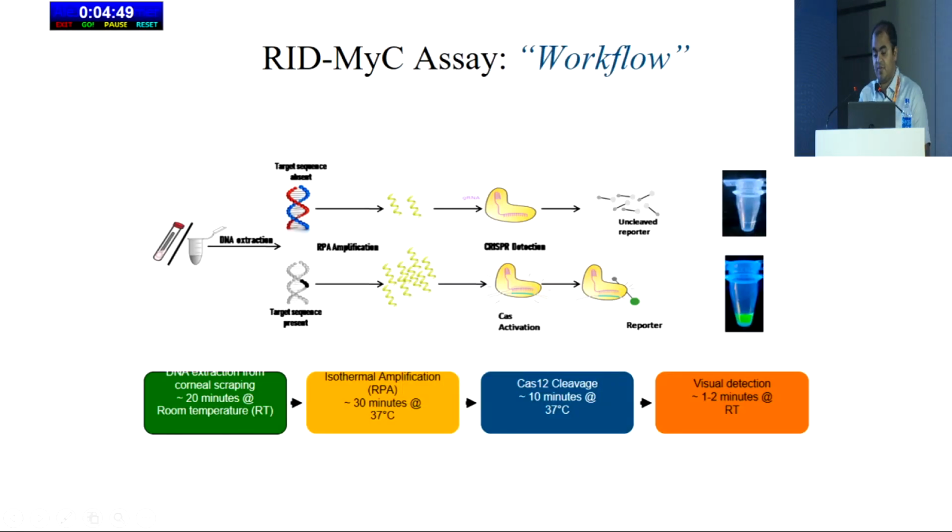So this is the workflow of the assay. It includes 4 processes. First is the DNA extraction, followed by the isothermal amplification, which amplifies the target fungal DNA if present, followed by the CRISPR reaction, which in the presence of the amplified fungal DNA cleaves a fluorescent reporter, which is visualized as fluorescence.